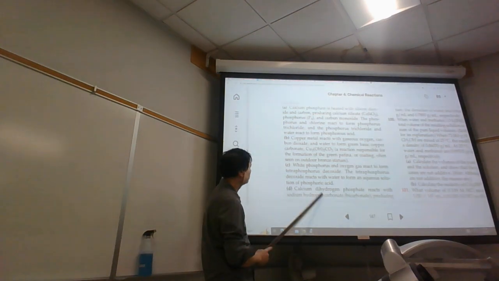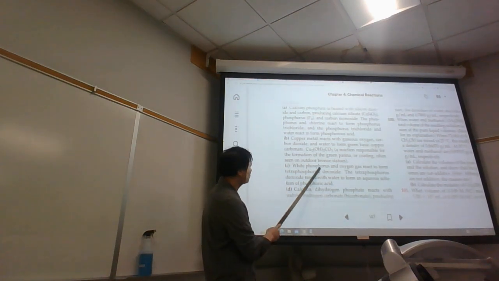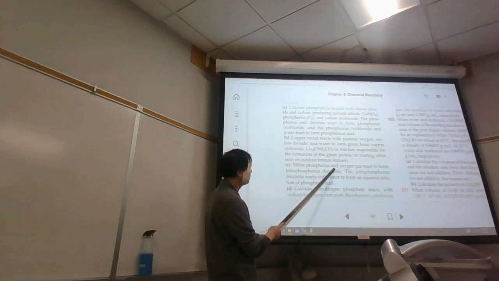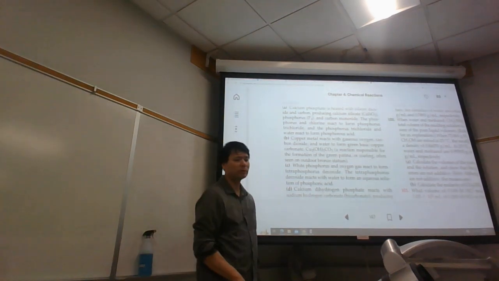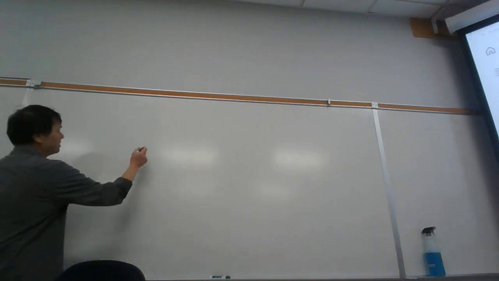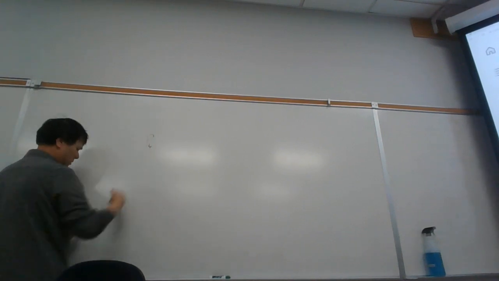to hydroxide. C, white phosphorus and oxygen gas will react to form tetraphosphorus decoxide. This is just an element plus element combination. So if we were to burn phosphorus completely, what would it burn to? And so there are different forms of phosphorus. These are allotropes. And so let's talk about this one.